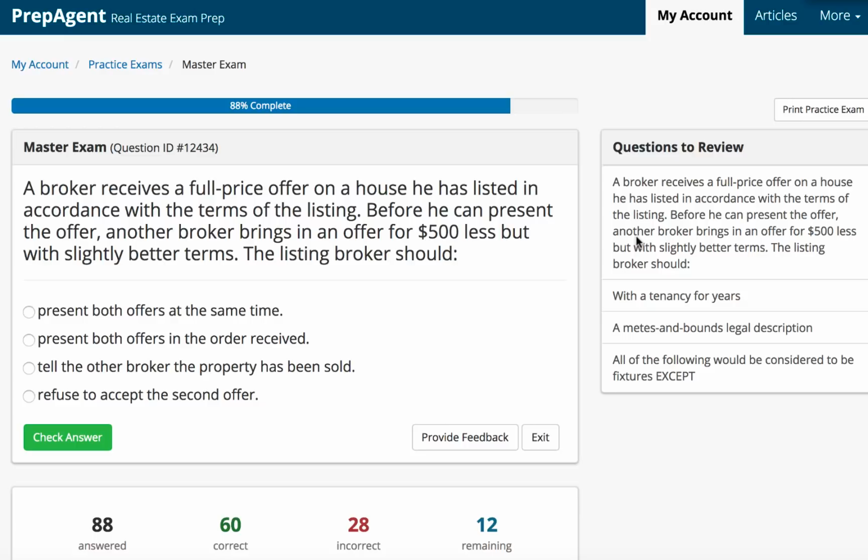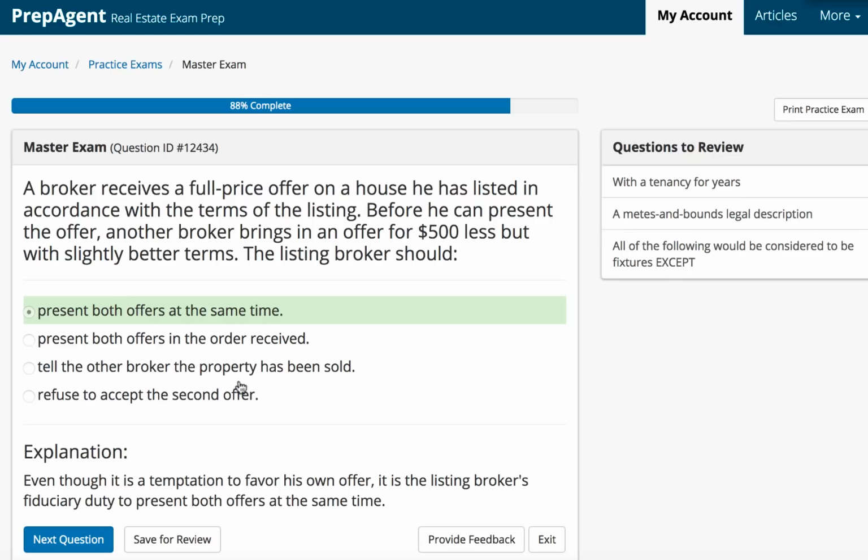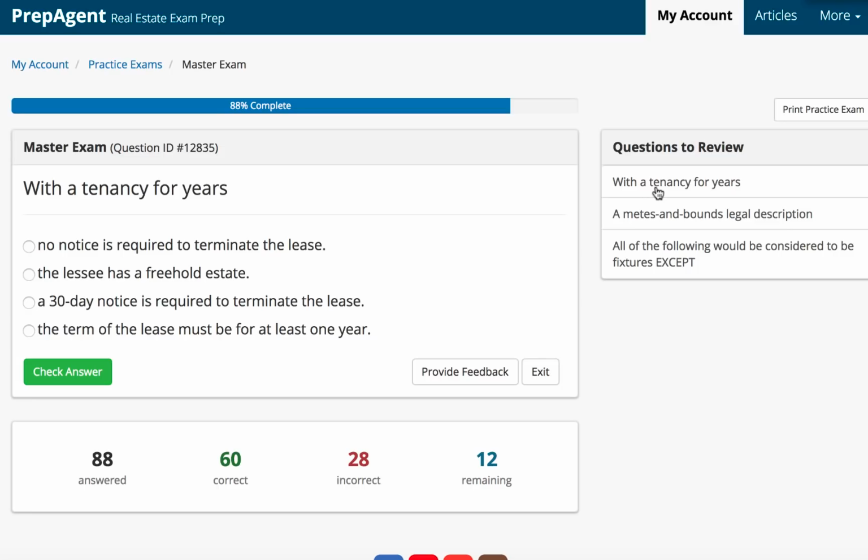A broker receives a full price offer on a house he has listed in accordance with the terms of the listing. Before he can present the offer, another broker brings in an offer for $500 or less, but with slightly better terms. The listing broker should present both of them at the same time. With a tenancy for years, no notice is required to terminate that lease. That's the answer.